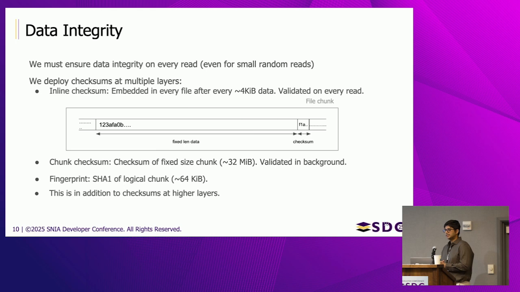So our basic data integrity requirement was that we needed to ensure some level of data integrity on every read, even for small random reads. And so what we do is we have a minimum read size of 4 KB, and we embed an inline checksum in all of our data that is validated on every read at the 4 KB granularity.